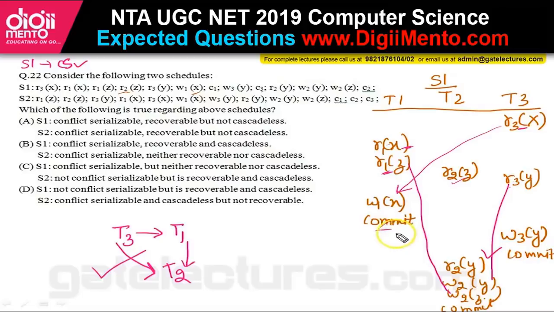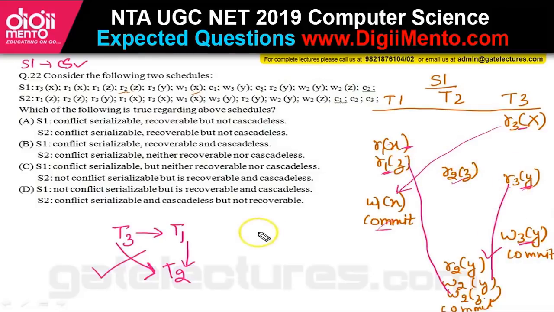This one is also taking data from committed transactions, and T3 is taking data from an already committed transaction, because it is reading the data and it is writing the data, so there is no problem with that. It is not reading from an uncommitted transaction, so it is also recoverable, and it is also cascadeless because it is not performing any read operation from an uncommitted transaction.